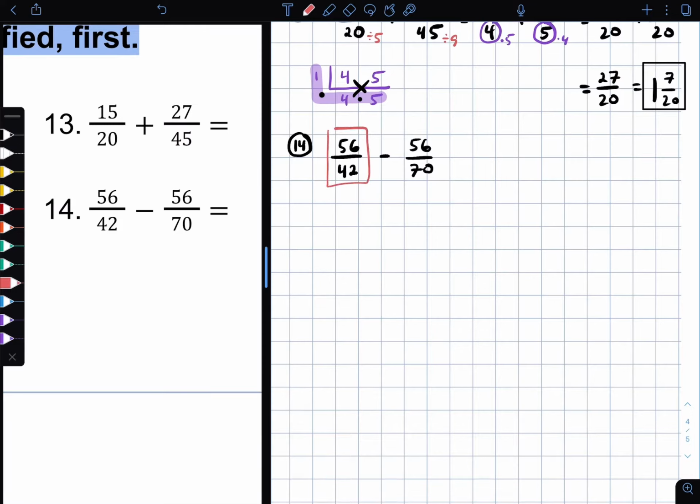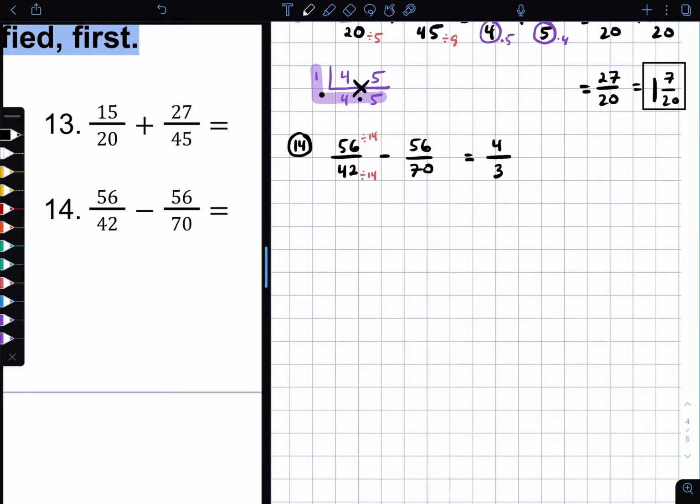56 and 42. Again, you can play around on a calculator and see what you can divide them both by, or use your divisibility rules. I do think we could maybe start with something like 14. I think 14, as far as I know, is a factor of both of these. So 56 divided by 14 is going to be 4. I think that makes sense. And 42 divided by 14 is going to be 3.